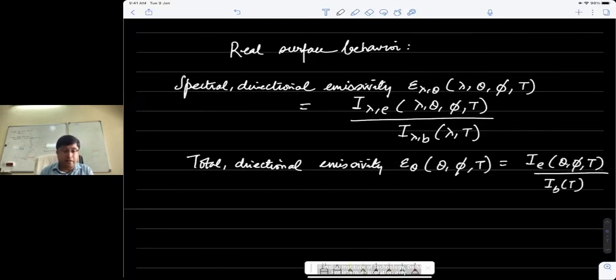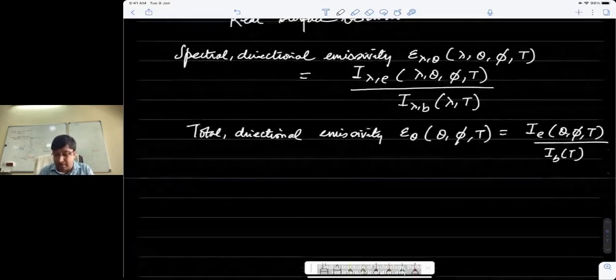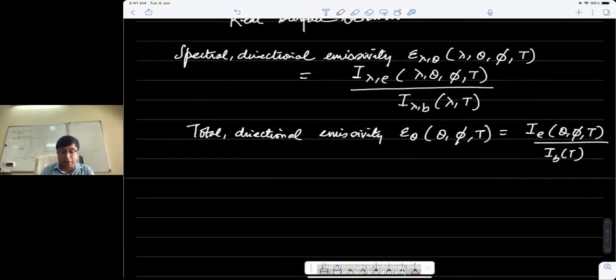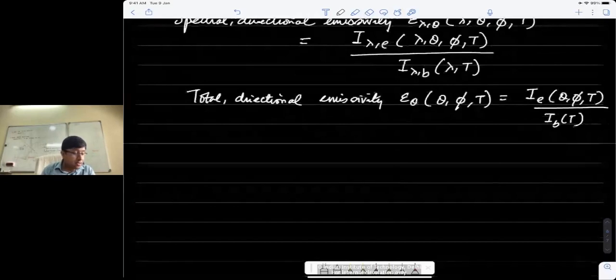But this is rarely used. We will not do any problems, at least, which have total directional emissivity. As engineers, we always try to average over directions. We don't average over wavelengths, but we work with averages over directions. So this is very rarely used. As I said, in most engineering systems, we will work with directional average quantities.